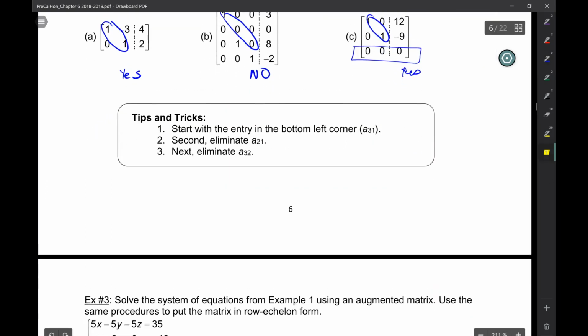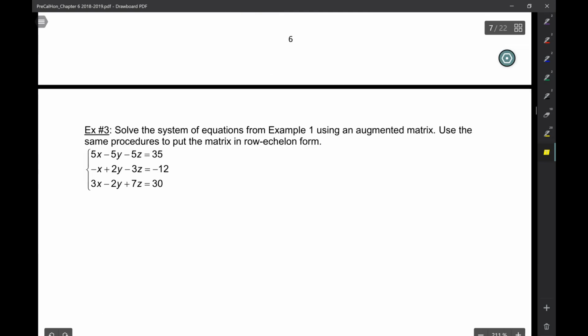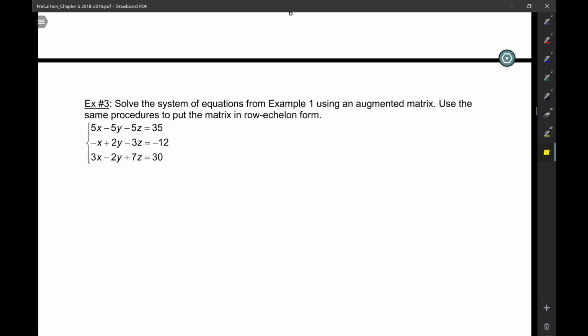Same exact situation. Start with the entry at the bottom left corner. Second, eliminate A1. Next, eliminate A32. All right, so we're going to do the same thing here, but with augmented matrices. All right, okay, so let's do that.